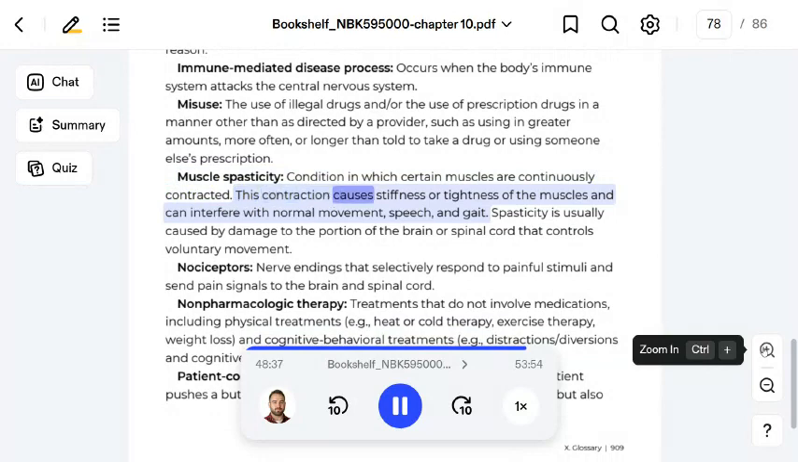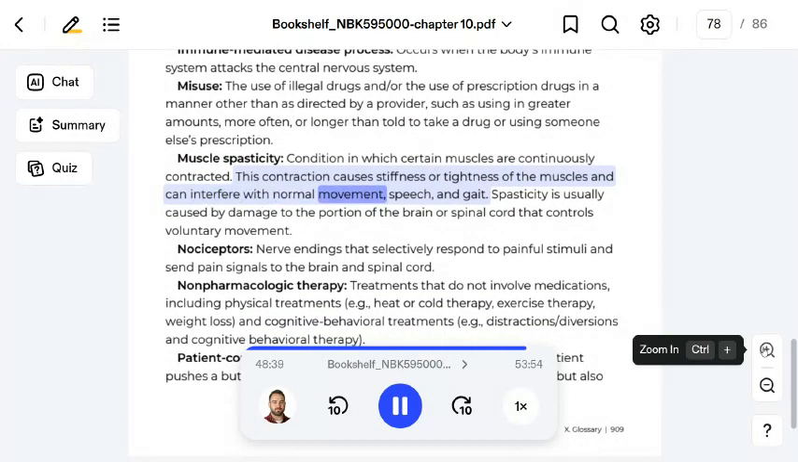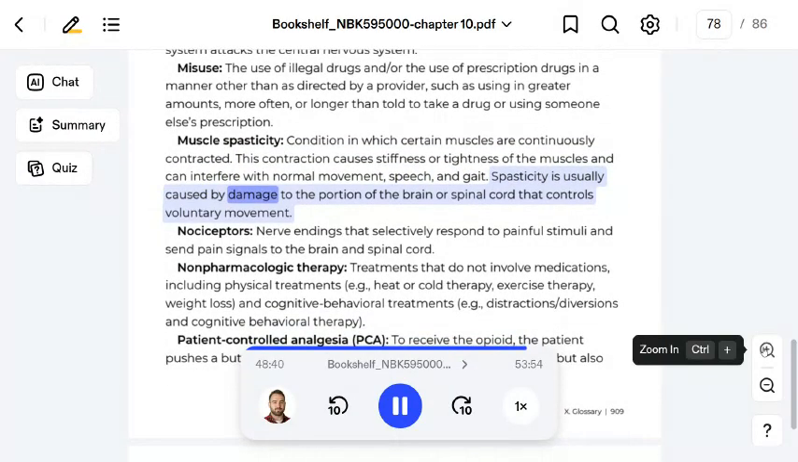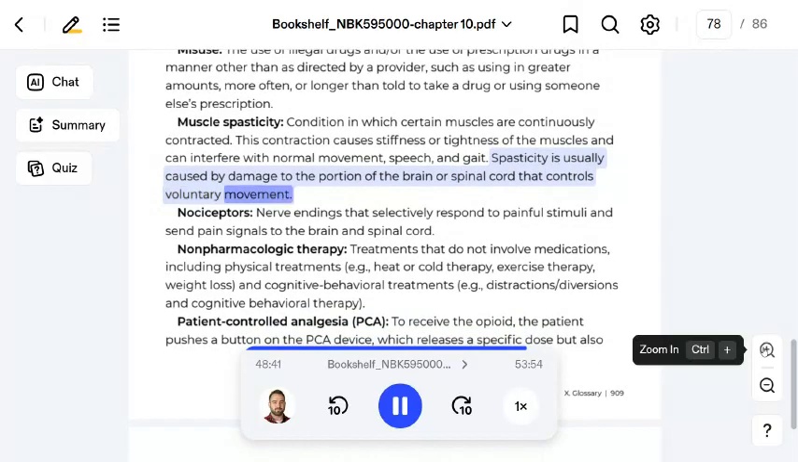Muscle spasticity, condition in which certain muscles are continuously contracted. This contraction causes stiffness or tightness of the muscles, and can interfere with normal movement, speech, and gait. Spasticity is usually caused by damage to the portion of the brain or spinal cord that controls voluntary movement.